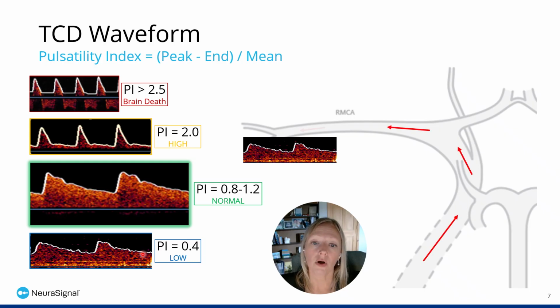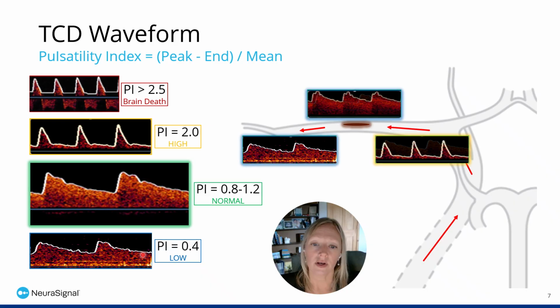Your PI will also change when a narrowing or stenosis presents. So there will be a higher PI before the narrowing or vasospasm, a lower PI and high mean at the area of narrowing, and then a lower mean and a low PI after a narrowed segment.